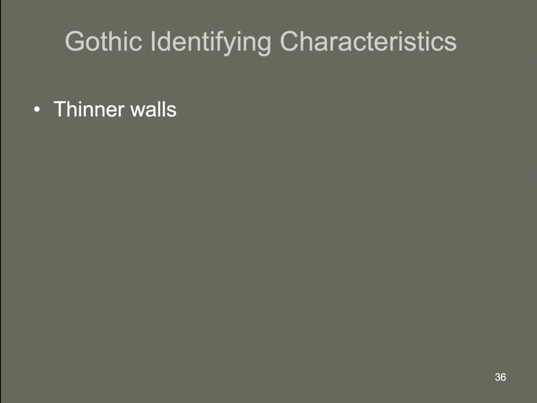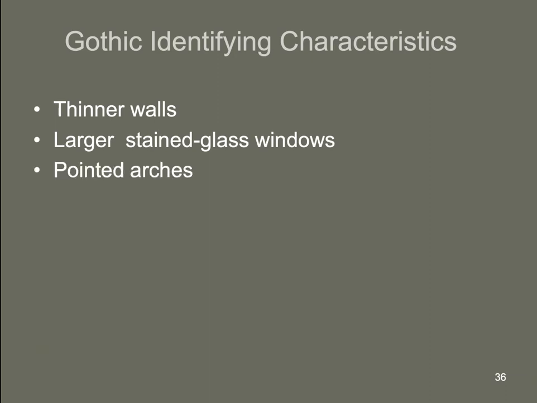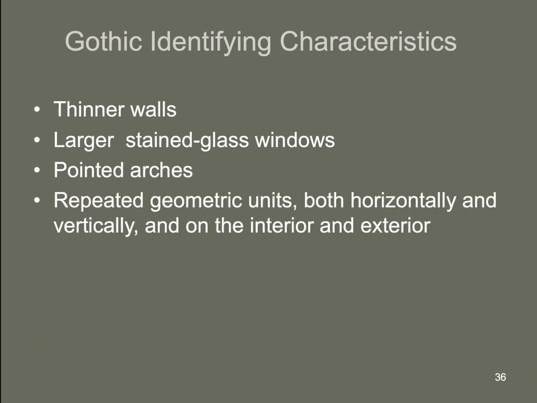So Gothic identifying characteristics include thinner walls than the Romanesque. You're going to see larger stained glass windows, pointed arches, repeated geometric units both horizontally and vertically on the interior and exterior of buildings. Sculpture is going to become increasingly realistic.